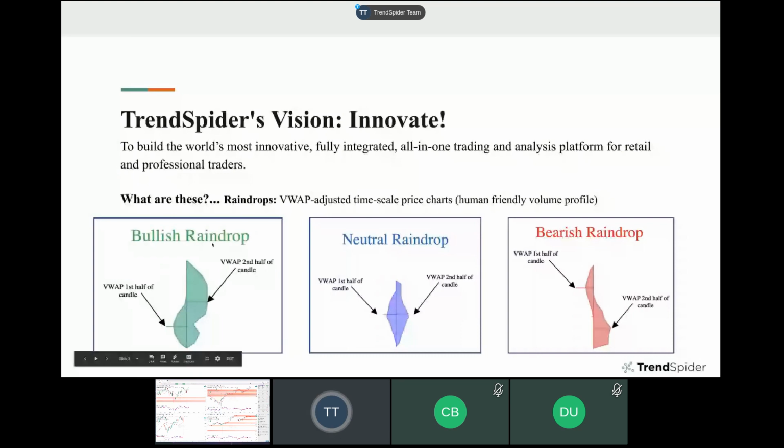And so you can see a bullish raindrop. Your VWAP for the second half of the period is going to be higher than the first half. For your neutral or your blue raindrop, the VWAP for each half period is going to equal pretty much the exact same thing. And then your bearish raindrop is going to be when the VWAP for the second half of the candle is lower than the first half.